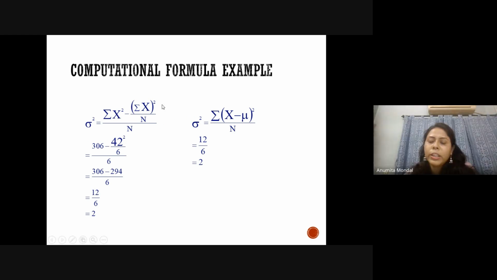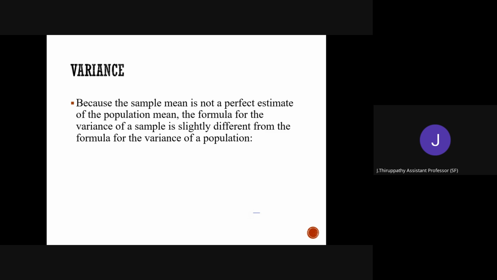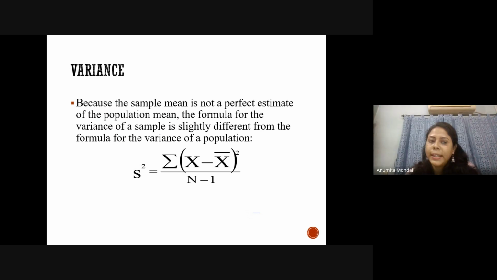When x bar is not known to us, we have to calculate it from the data, and when the population mean is known to us, we simply put the value in the formula and calculate. Because the sample mean is not a perfect estimate of the population mean, the formula for the variance of a sample is slightly different from the formula for the variance of a population. This is just the difference in the division: there is an n and there is an n minus 1.